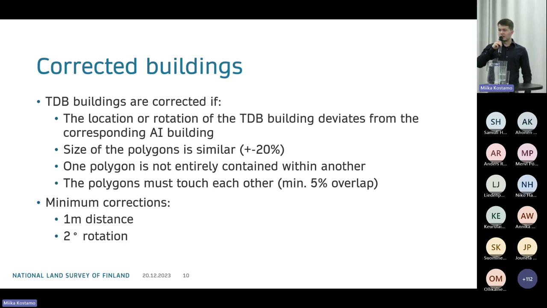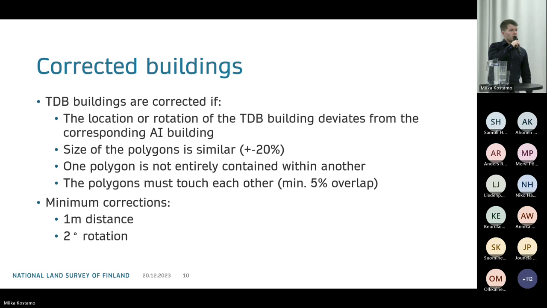So here's a little about the corrected buildings. The topographic database buildings are corrected only if the location or the rotation of the topographic database building deviates from the corresponding AI building. And we check this in the first steps of the algorithm. The size of the polygons in the topographic database and the AI predictions need to be similar to avoid false predictions or bad cases in the topographic database. And we use the threshold of plus minus 20% in the size.